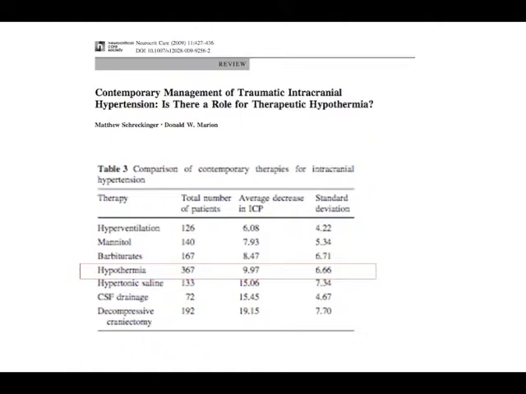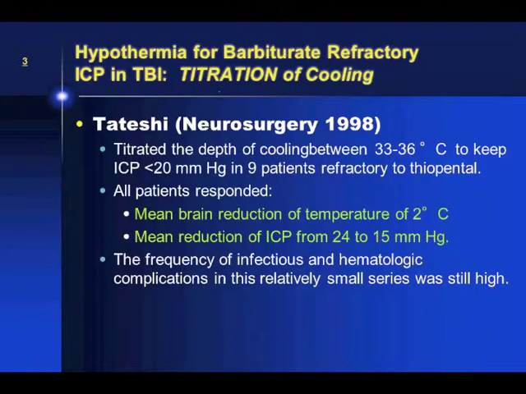Cooling lowers intracranial pressure. And here's a very nice review article from Neurocritical Care showing that when you look at the average reduction in ICP, it's really comparable to mannitol therapy and hyperventilation, hypertonic saline bolus therapy as well. But you can give it more sustained.